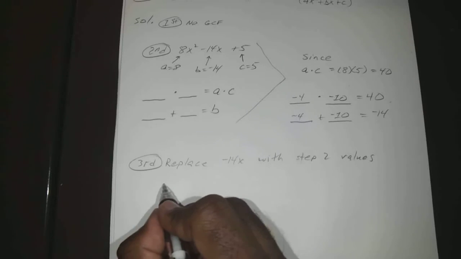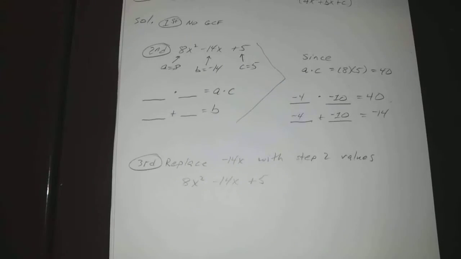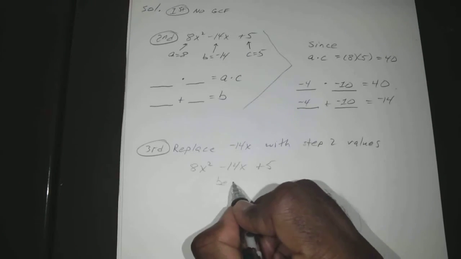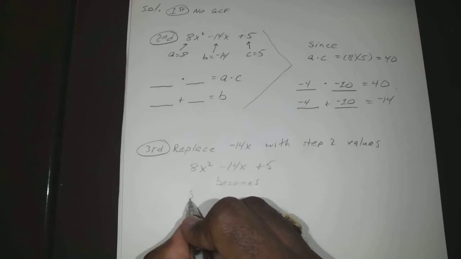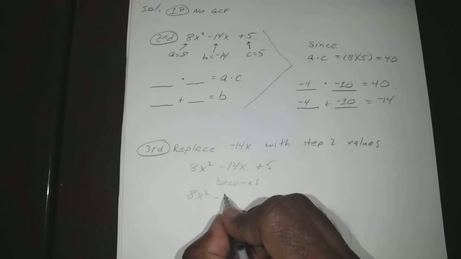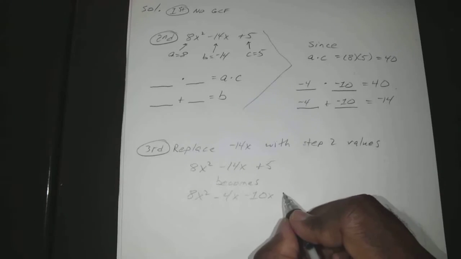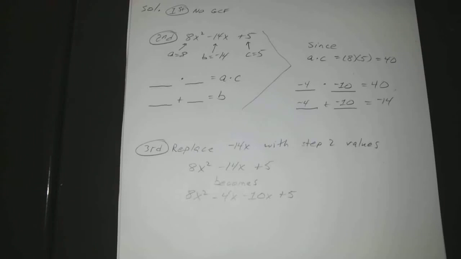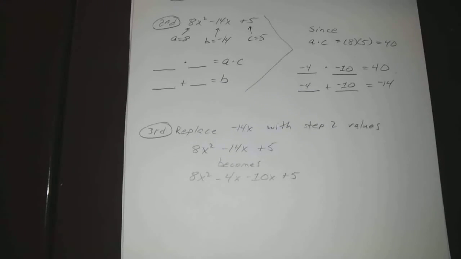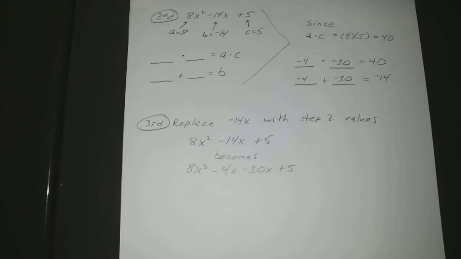Okay, so that means where we had 8x squared minus 14x plus 5, that becomes 8x squared, and it doesn't matter which one you put first, because it'll work either way, minus 4x minus 10x plus 5. So all you do is replace negative 14x with negative 4x minus 10x. Just a stretched out version of it. Okay, and now we do factor by grouping.